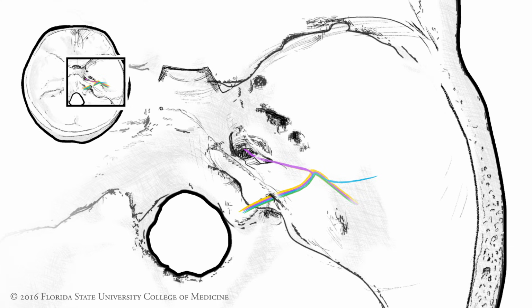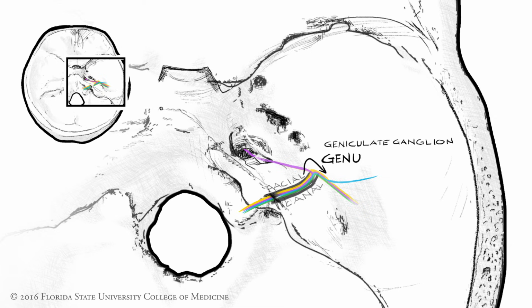After passing through the internal acoustic meatus, all components of the facial nerve travel in a bony tunnel within the petrous part of the temporal bone, called the facial canal. The facial nerve travels a short distance anterolaterally in the facial canal before making a sharp posterior bend, or genu. This bend marks the location of the geniculate ganglion.